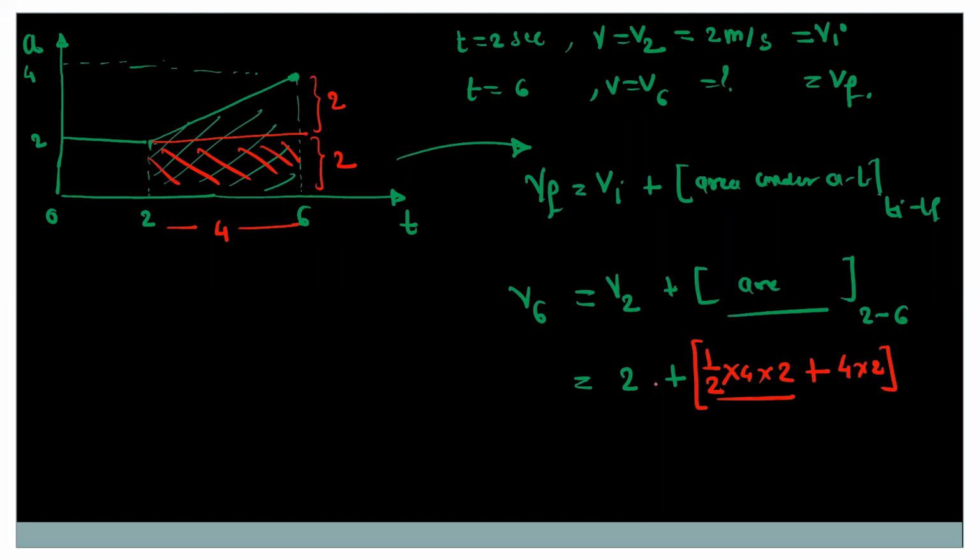Okay, so in this way we can find out the V6. So V6 is equal to 2 plus this total area. So it is 4 plus 8, that is equal to 12. So V6 is 14 meter per second. Okay, and then you can plot the graph of velocity and time. So we will see this in the next lecture.